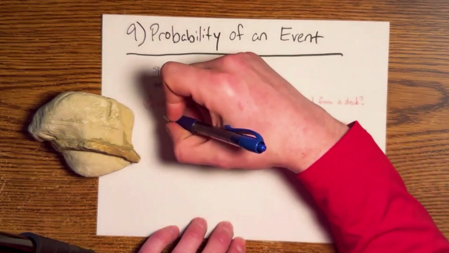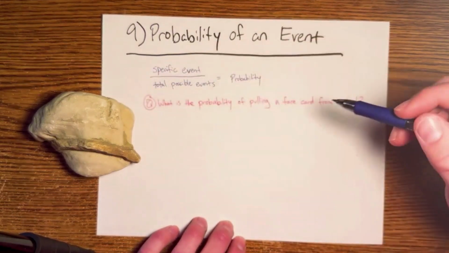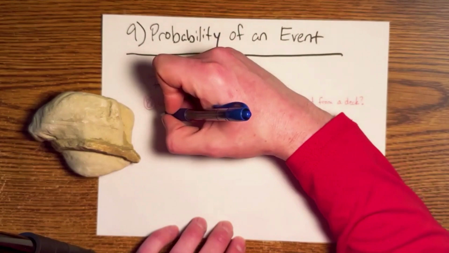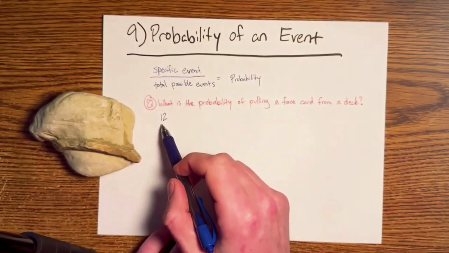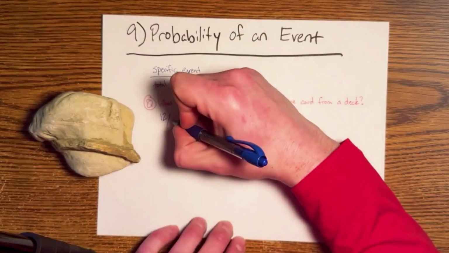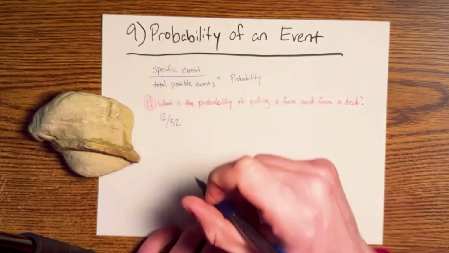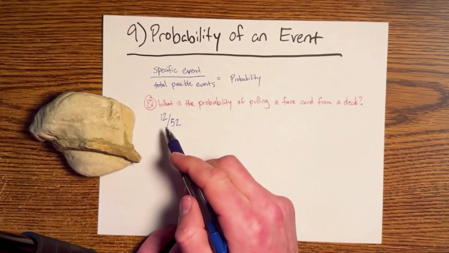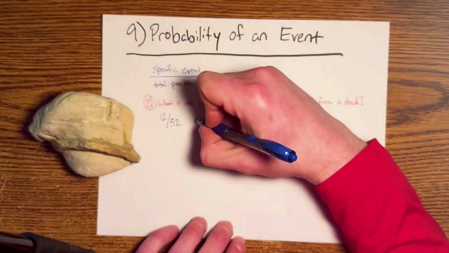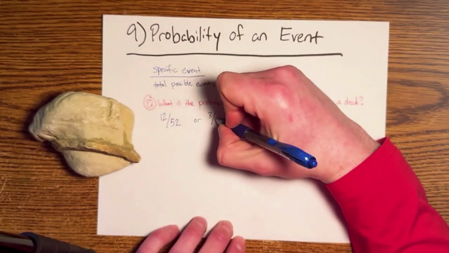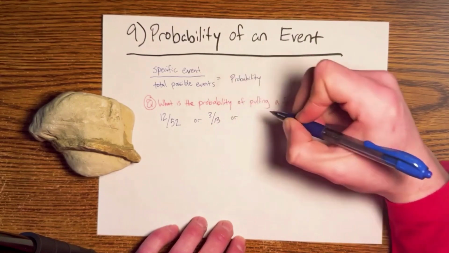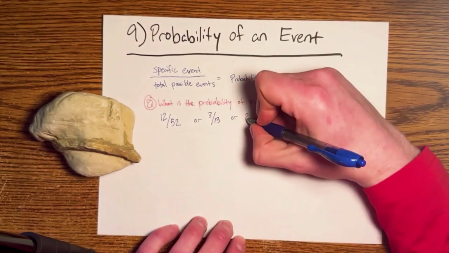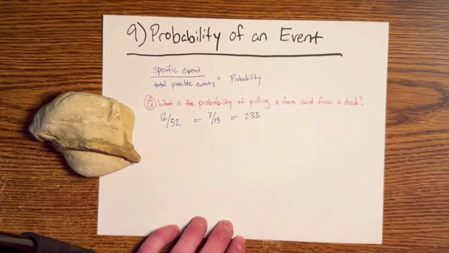So we know face cards referring to kings, queens, jacks, and the like. There are 12 total face cards in a deck of cards. Total deck of cards, there's 52. So we'd simply say the probability of pulling a face card from a deck is 12 out of 52. You could also simplify that to be 3 out of 13. You could also change that over into a percentage of 23%.